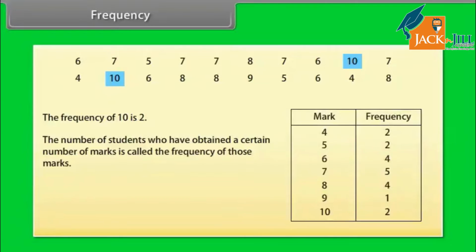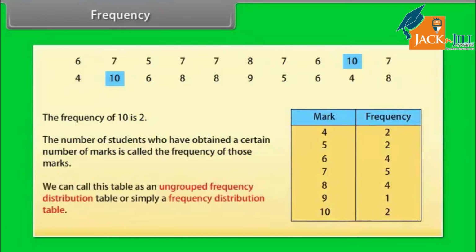We can write this data in a table form to make it more understandable. These are the marks and these are the frequencies. We can call this table an ungrouped frequency distribution table or simply a distribution table. Grouped frequency distribution table.